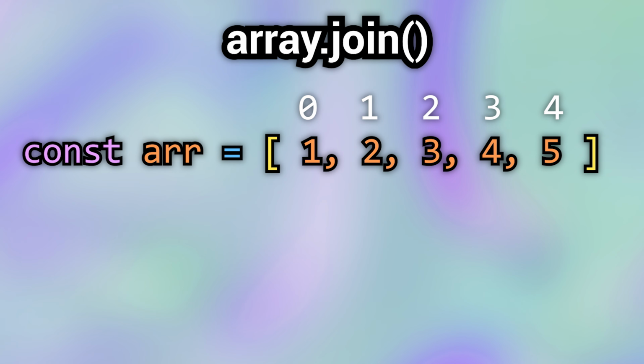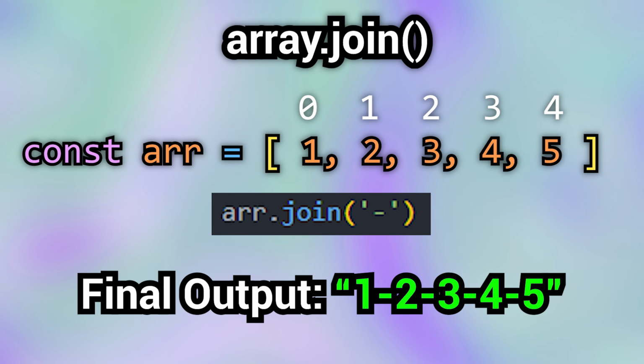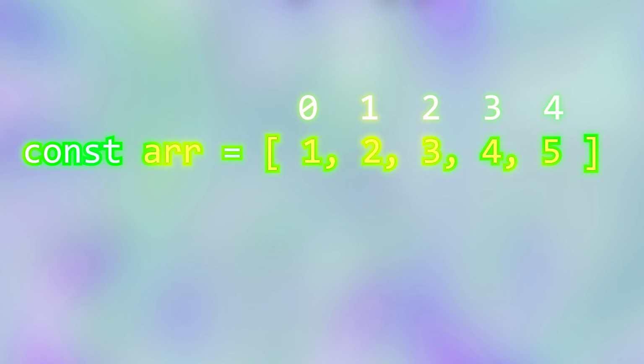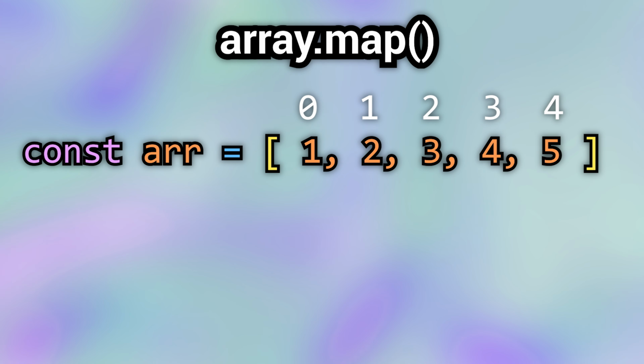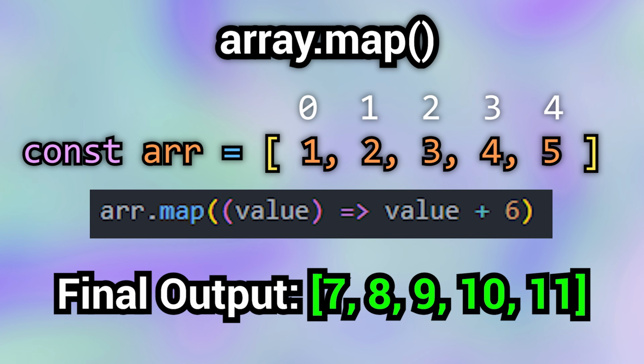The .join function simply turns our array into a string, and joins them by whatever string we want to. For example, we can say arr.join with a dash, and it will return our elements with a dash in between. The map function is very similar to forEach. We go through the array and apply some kind of instruction to each element, except the map function returns a new array, whereas the forEach function might not return an array.